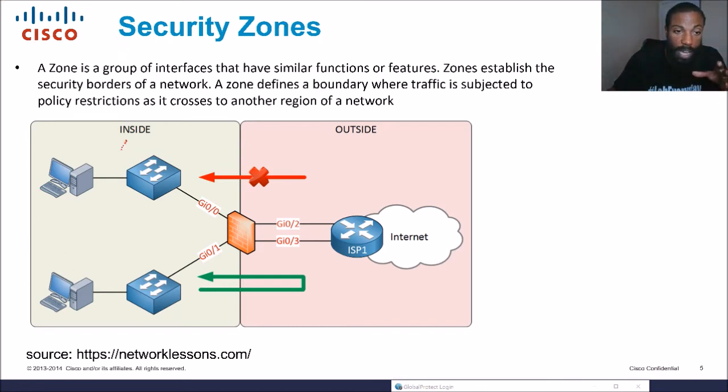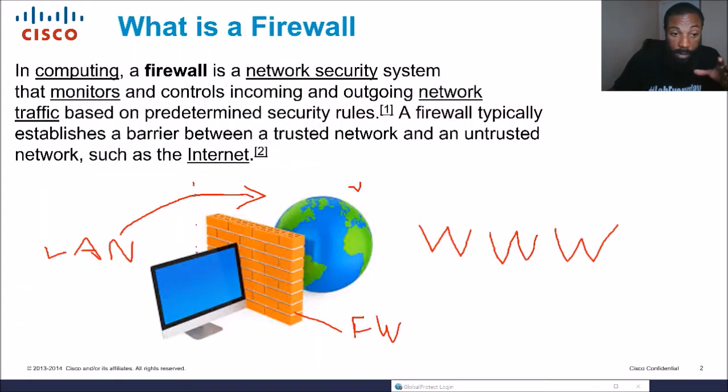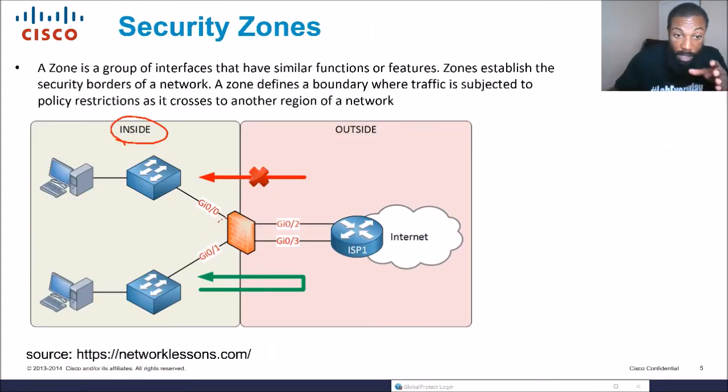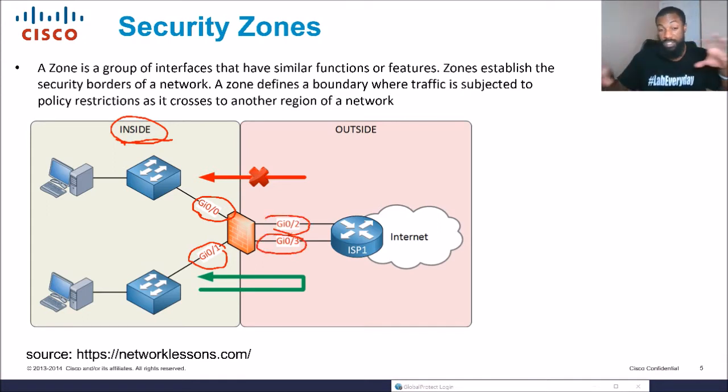If you notice right here, we've got an inside network, which is similar to what we said over here. We've got our LAN. This would be considered the inside of the network. On this side of the firewall, the World Wide Web, we would consider that the outside of the network. Now, how do we determine which one is inside or outside on the firewall? On the firewall, we do that with the interfaces. Interface Gi0/0, we would consider an inside interface. We would consider Gi0/1, you guessed it, another inside interface, because this local area network is on the inside of the network. And then we're going to consider these two interfaces outside. That's how we determine what the security zones are: which one's considered an outside-facing interface versus an inside-facing interface.